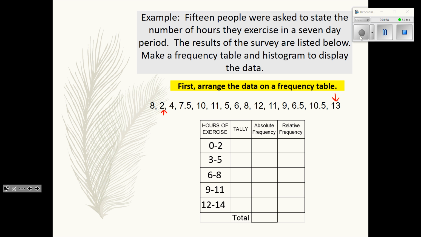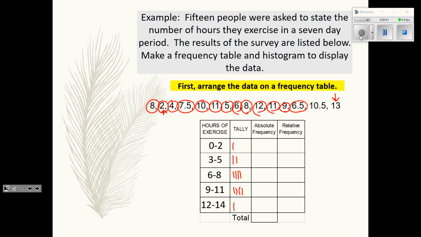So now we literally take tally marks. As we go through the information here, you're going to make a tally mark. So we start with 8. 8 is in the 6 to 8, so I make a tally mark. 2, make a tally mark. 4, 3 to 5. 7.5 is in the 6 to 8. 10 is in the 9 to 11 range. 11 is in the 9 to 11 range. 5 is in the 3 to 5 range. 6 is in the 6 to 8 range. 8 is in the 6 to 8 range. 12 is in the 12 to 14. 11, 9 to 11. 9 is 9 to 11.